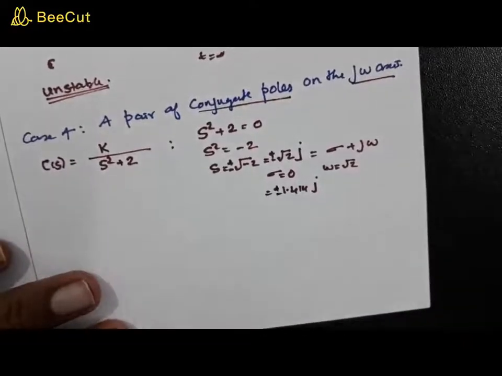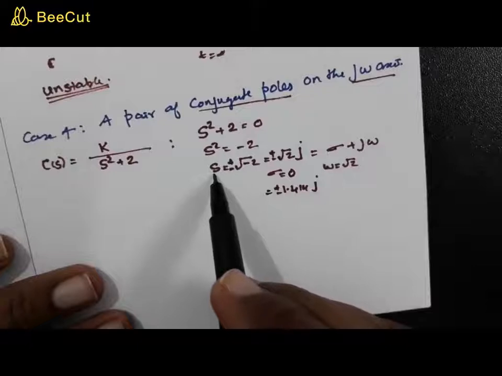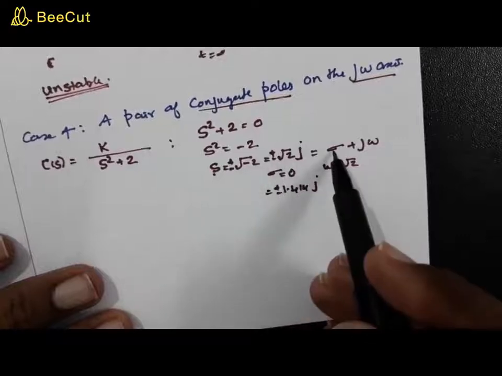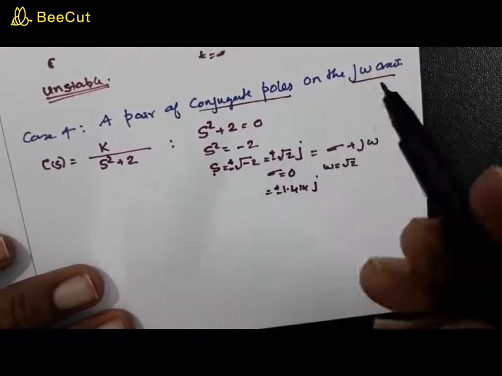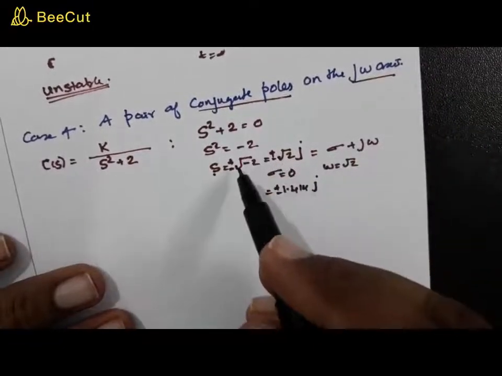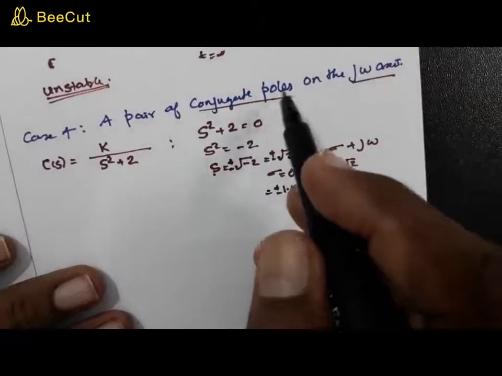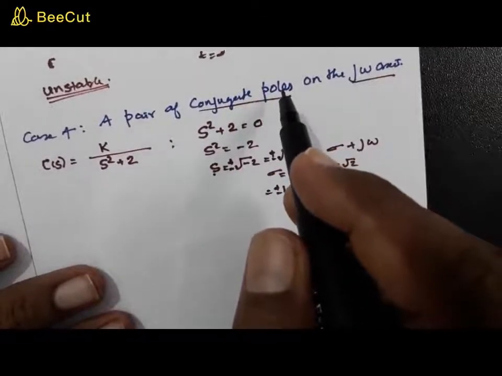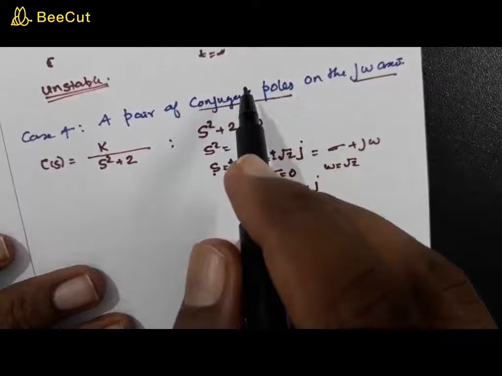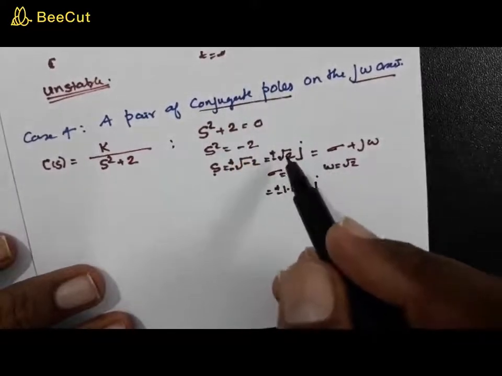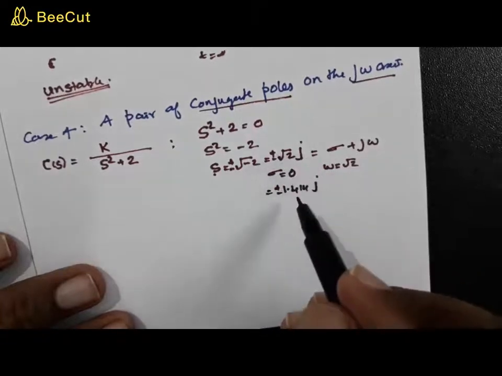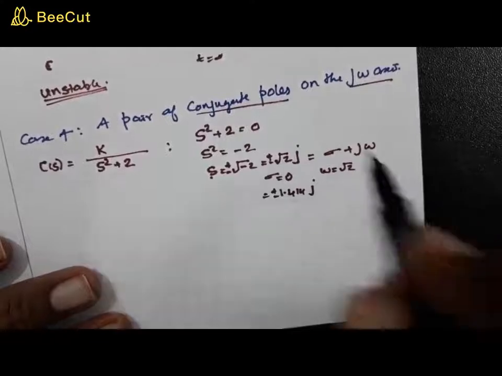What is the meaning of this? This pole is not a real pole, this is a complex pole, with real part equal to 0. That means it lies on the imaginary axis. And since it is complex in nature, as you studied in lower classes, complex numbers always exist as conjugates. If you have some plus j, you will have some minus j. So you have a plus root 2j, meaning you have a minus root 2j. It always exists as a pair.